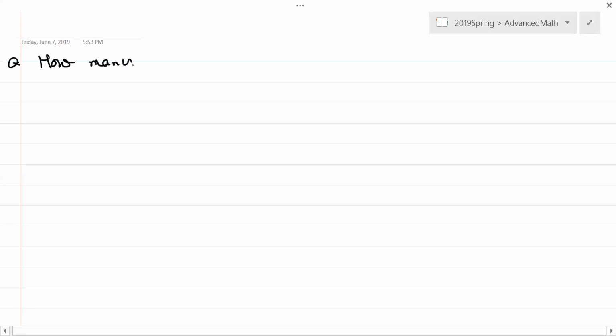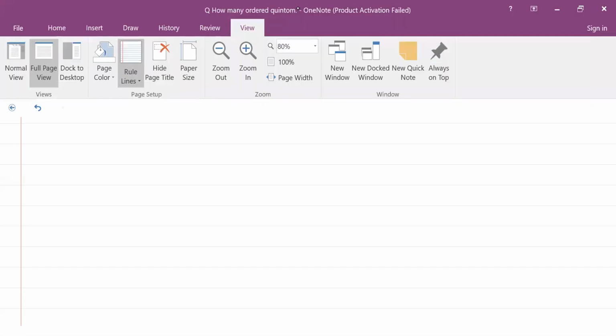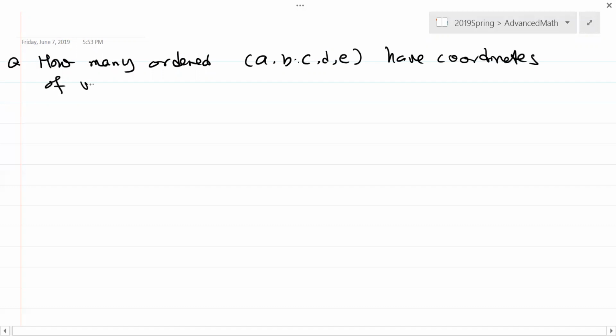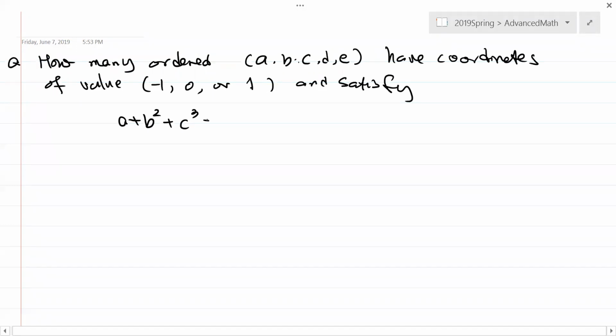My question is, how many ordered pairs A, B, C, D, E, whose coordinates take the value -1, 0, or 1, satisfy the equation A plus B squared plus C cubed plus D to the fourth power plus E to the fifth power equals 2?